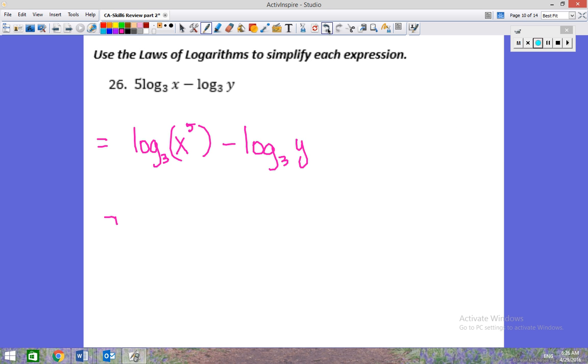Since we have the same base, we can write this as a single logarithm. Our quotient rule says subtraction can be written as a division problem. Log of the numerator minus log of the denominator. My numerator is x to the 5th. My denominator is y. And I can't condense that any further, so I've simplified that as far as I can go.